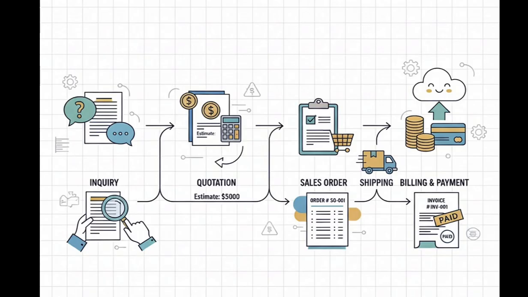Once delivery is completed, we generate the billing invoice, which updates the financial accounting system. And finally, the customer makes the payment and the transaction is completed. This entire flow is known as the order to cash process in SAP.